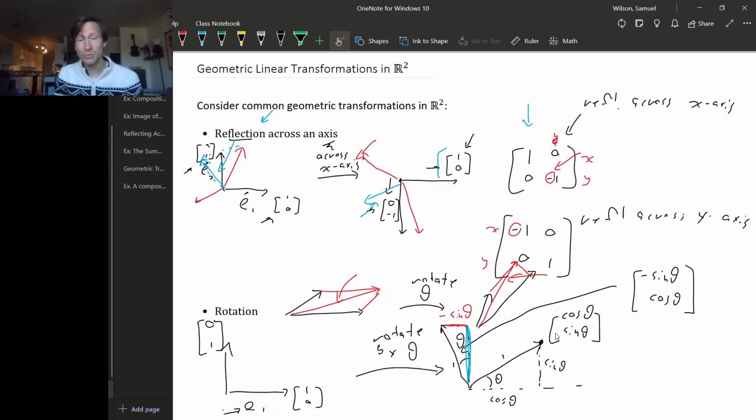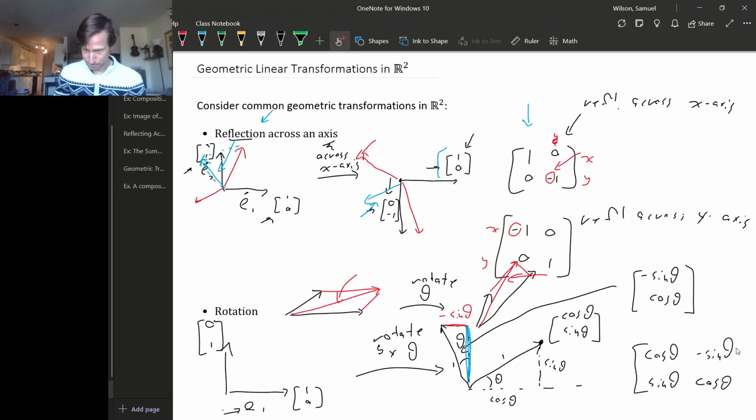All right, and then as usual, we can get a matrix for this transformation just by putting these two output vectors together into a matrix. So that's going to give us cosine theta, minus sine theta, sine theta, cosine theta. So this matrix represents rotation about the origin by an angle theta. The nice thing about this matrix is theta can be any angle at all. It can be negative. It can be bigger than 2 pi. It doesn't really matter. This matrix always gives you rotation about the origin by the angle theta.